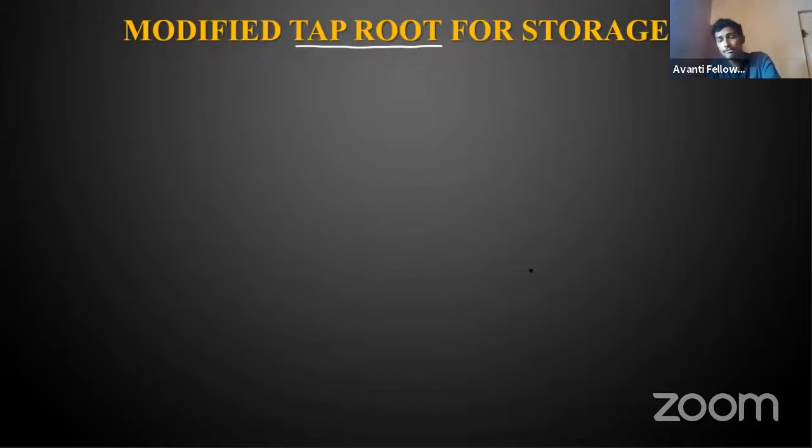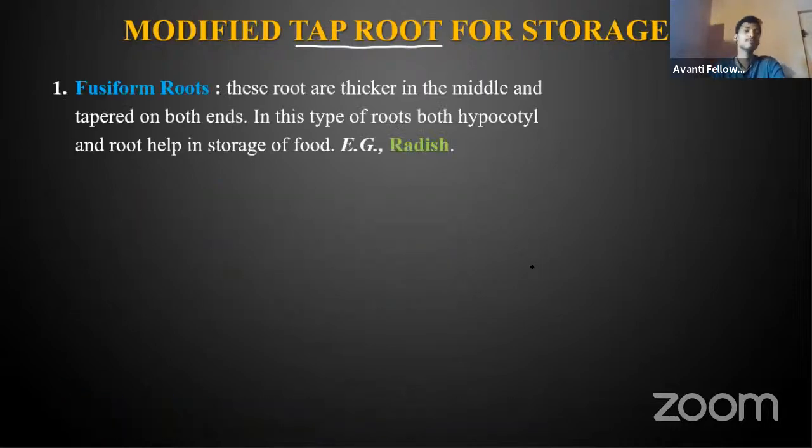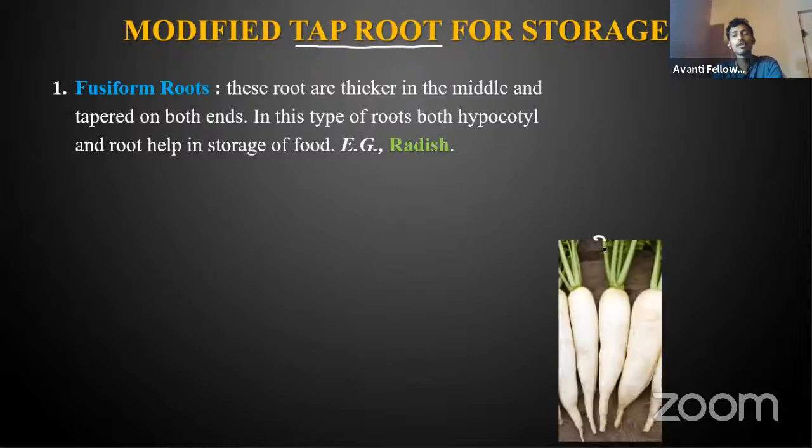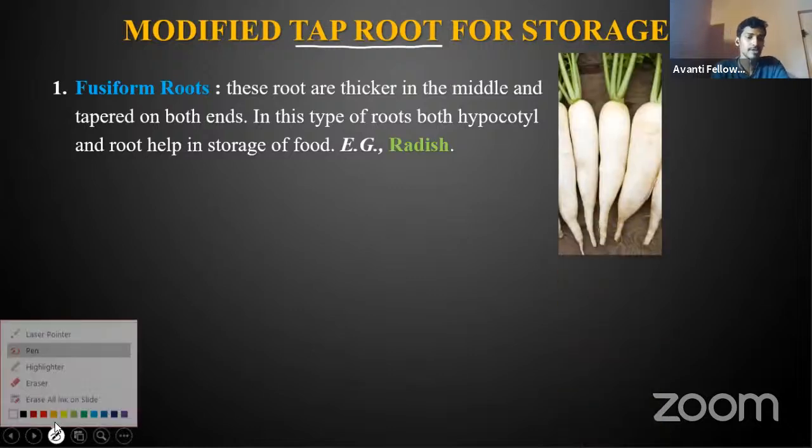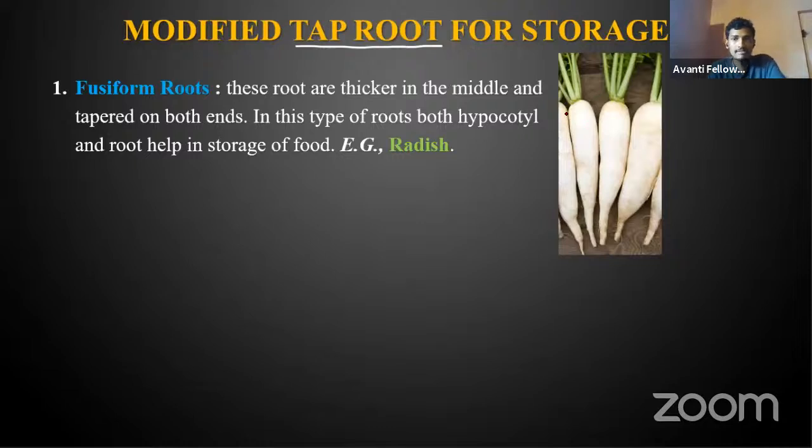In that, the first kind of root we normally call the fusiform root. So what are fusiform roots? These fusiform roots are thicker in the middle and tapered at both ends. The example for this is a radish, as you can see here. Observe that it has a thicker middle part and tapering at both ends. The tapering may differ, one side more and the other less, but tapering will be there. Tapering means like this. This is what we call a fusiform root.